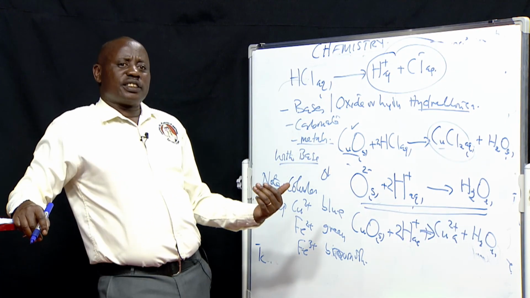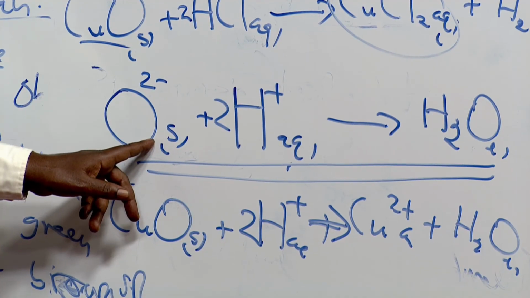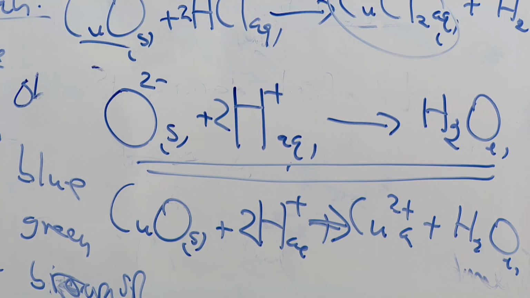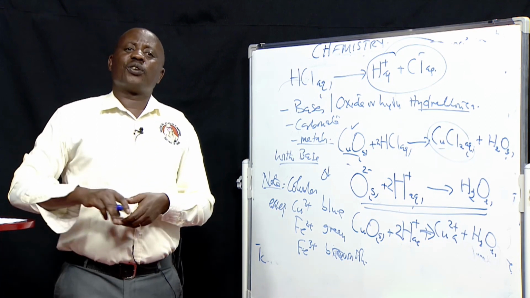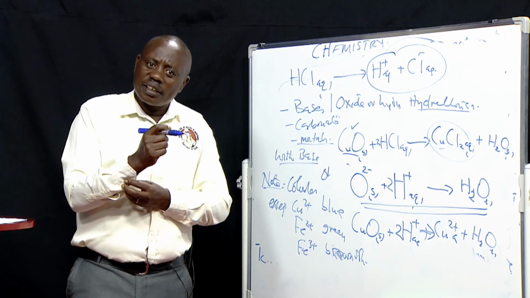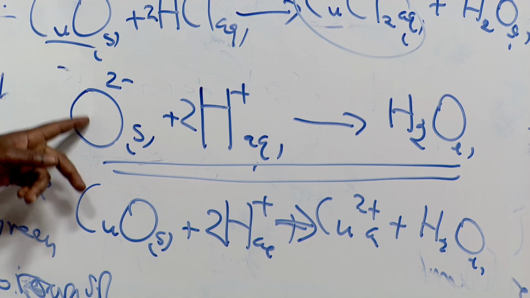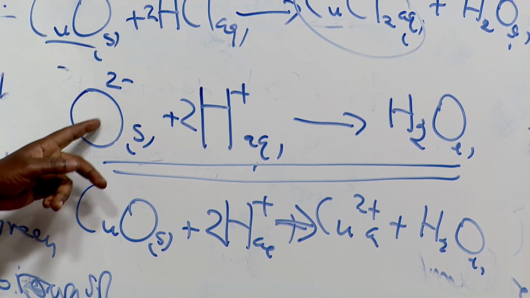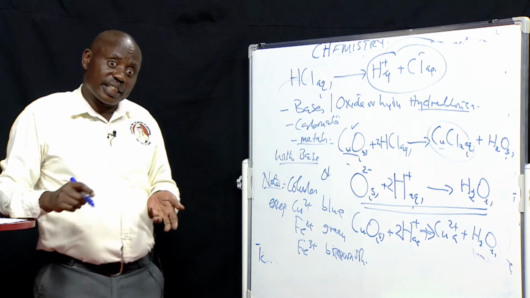I have seen the argument where people say solids do not ionize, but that is not correct. They do not ionize in water because they are insoluble in water. They remain the way they are. But this is the acid. Whereas copper 2 oxide is insoluble in water, it is soluble in acid. Therefore, in acid it does ionize. So don't be misled on that.